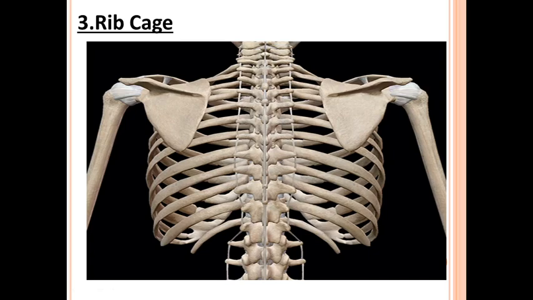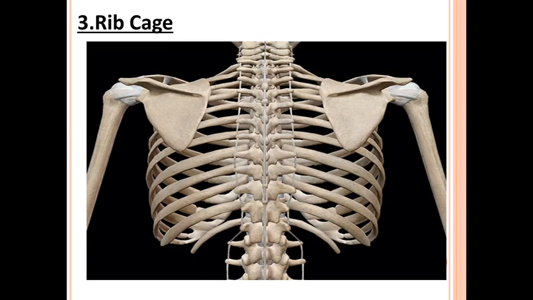The last two pairs of ribs are attached only to the vertebral column at the back. Okay, at the back side they are joined to the vertebral column, not in the front part. And this rib cage protects the heart and lungs, and because of the flexibility of the rib cage, the chest can move when we breathe.